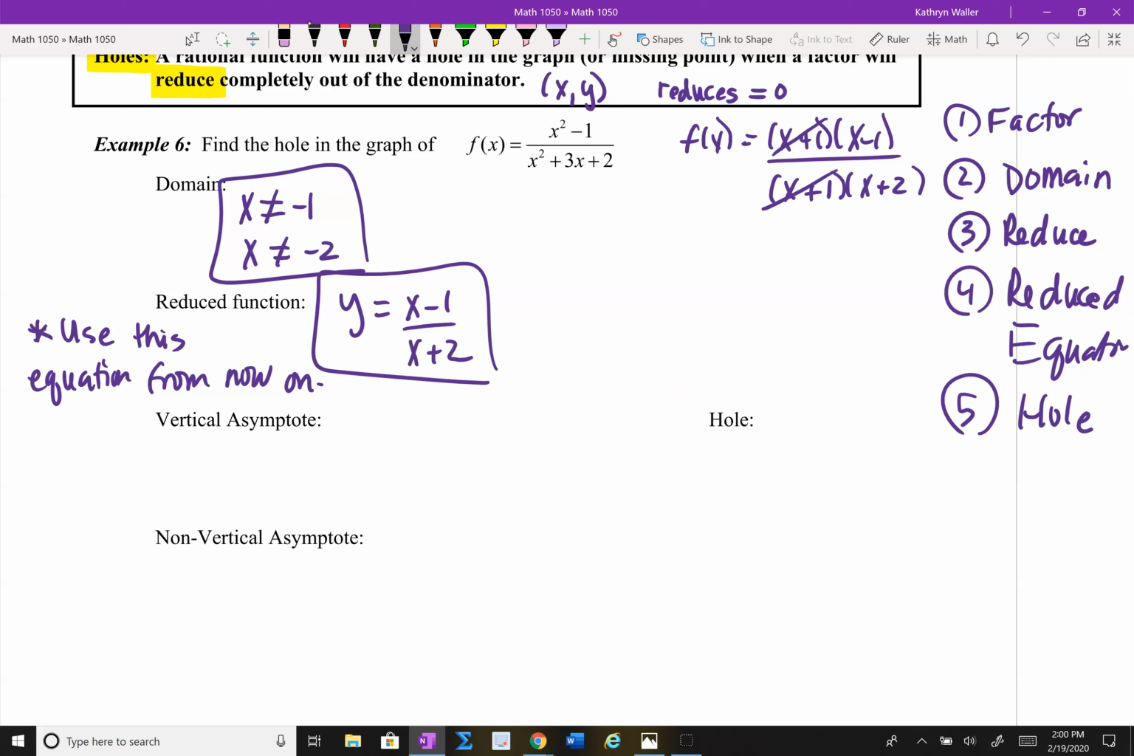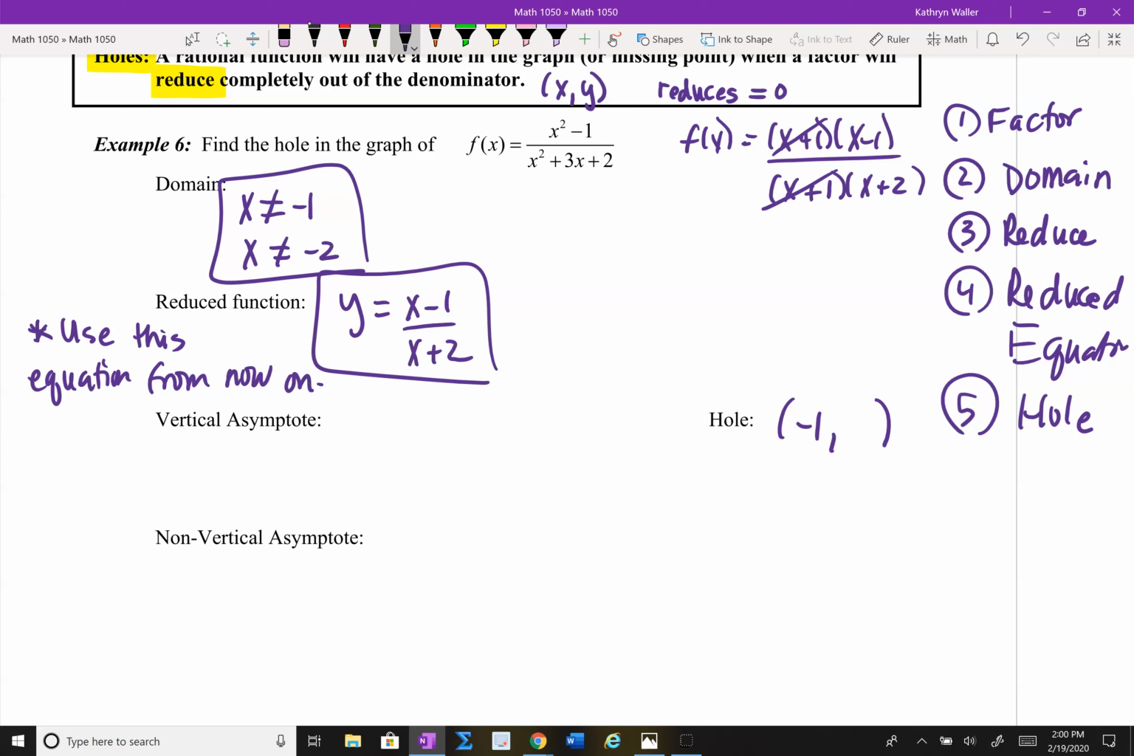Step number 5, hole. If there's a hole. Did anything cancel? Yes. So I have a hole. Take the x plus 1, the thing that canceled. Set it equal to 0, you get a -1. So my hole is -1 comma something.